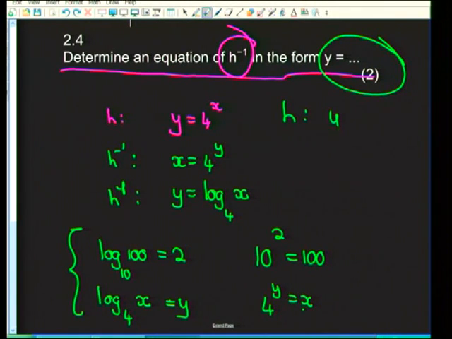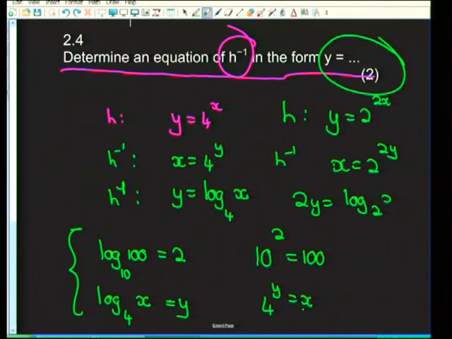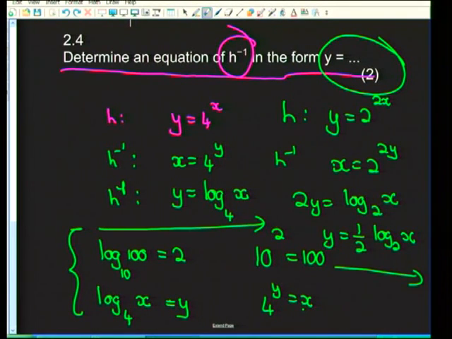Now, you do agree with me, I'm sure, that if I was working with y equals 2 to the 2x, it would have been a little bit more difficult, because I would have now made it for the h to the minus 1, x equals 2 to the 2y. Now, when you come to change the format, the 2y would sort of be in the way. So you would have to say, well, that means that 2y equals log to the base 2 of x, which means y is equal to a half log to the base 2 of x. Now, if you had done that, they would be the same answer, believe it or not.